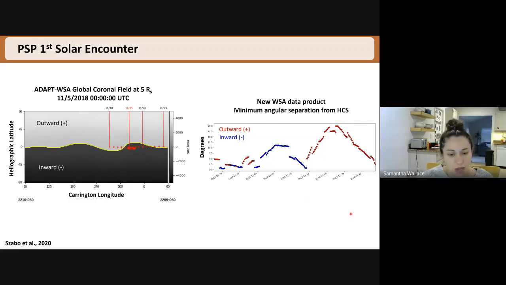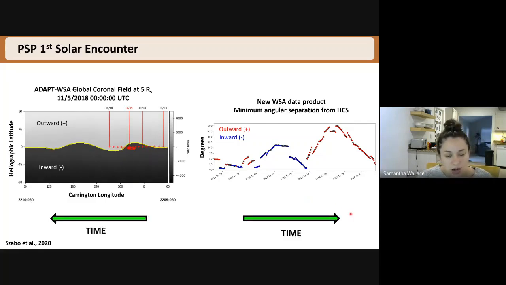So for the inbound leg of the first encounter, oh, sorry, I just wanted to mention too that time is in reverse in both these plots, so it's a bit tricky to follow along. So I'm going to try and step through it. On the inbound leg of the first encounter, Parker's skimming the heliospheric current sheet, separated between 0.5 and 5 degrees from it. Because of this, there's a lot more uncertainty in the surface connectivity. So it's bouncing back and forth between two polar coronal holes. That's why you see this frequent color change, indicating polarity.